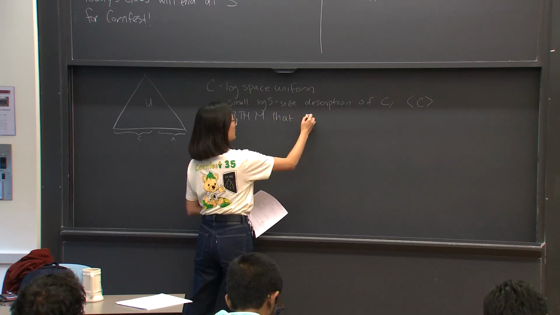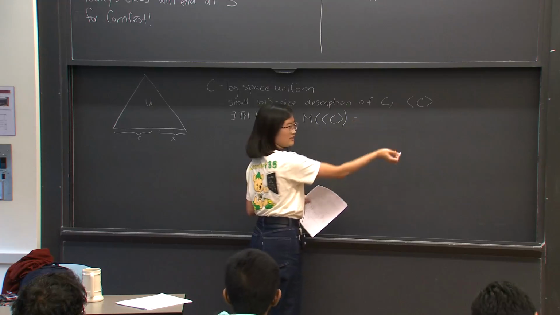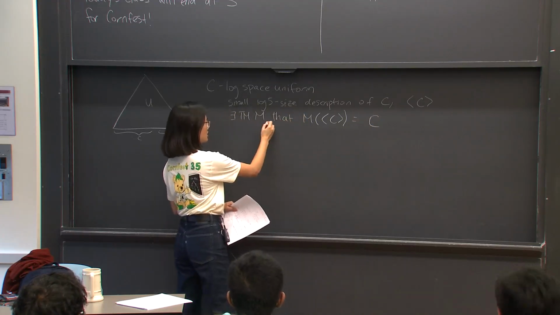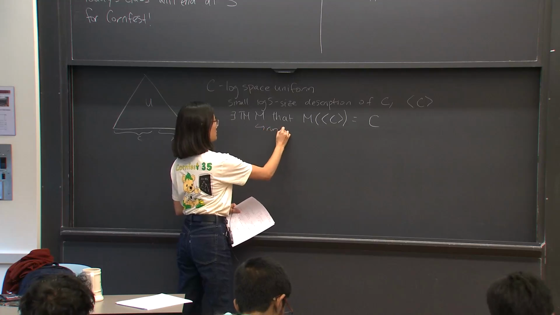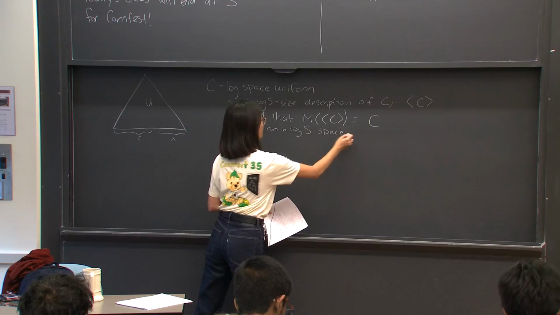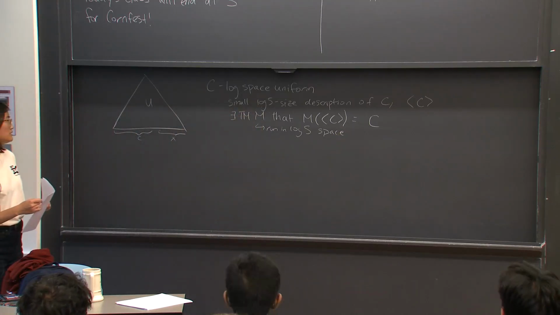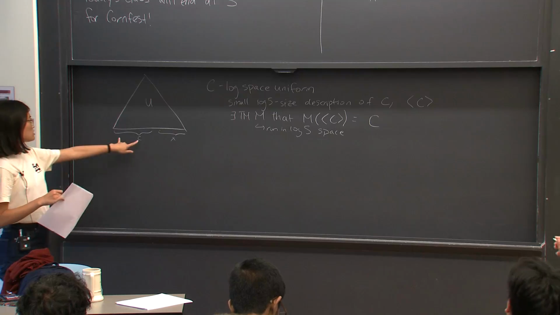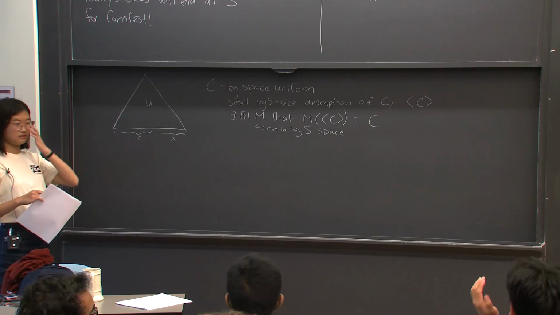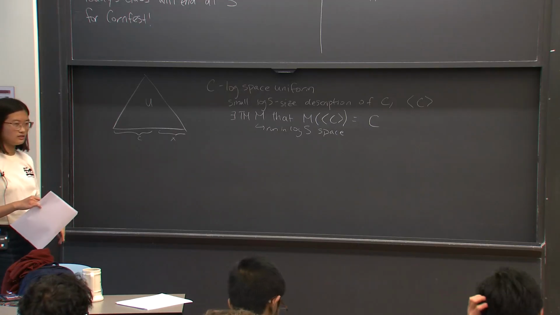that, if it reads in this description, can output the entire circuit C. This Turing machine should run in log space, but it can run for as much as S time. So C is too big. Yeah, M is a fixed Turing machine.